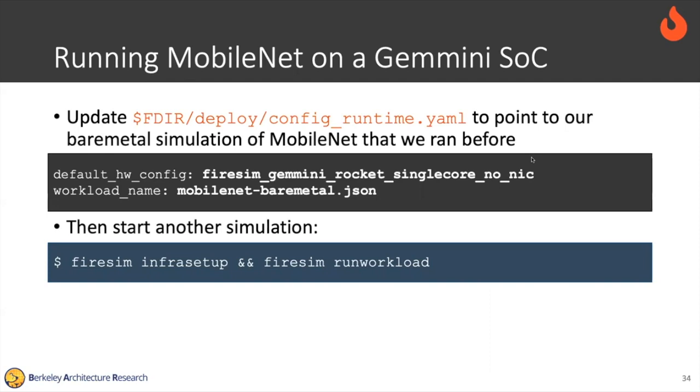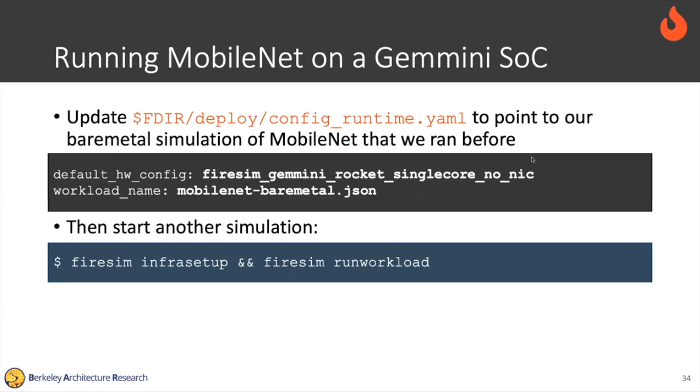We're not going to actually run the commands down here. We're just going to modify the file. So go ahead and open up the deploy config runtime.yaml and change the default hardware config to FireSim Gemini Rocket single core no NIC and change the workload name to MobileNet bare metal.json.